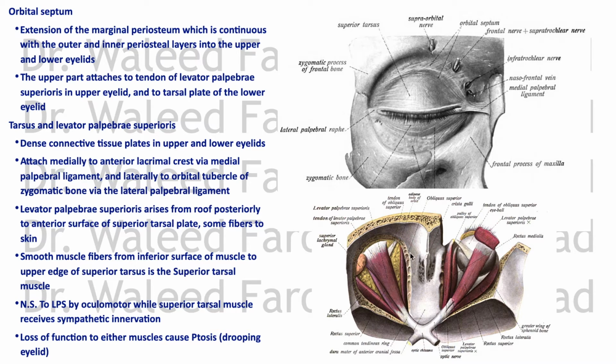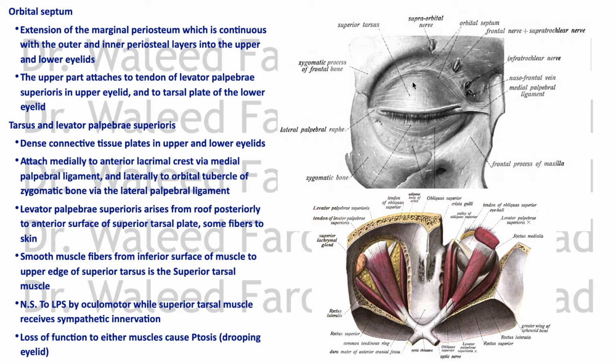See, when we made a hole in the roof of the orbit, the first muscle to appear is the levator palpebrae superioris. It takes origin from the back of the roof of the orbit and fans anteriorly, as you can see here, and then ends by forming an aponeurosis that is to be attached to the anterior surface of the superior tarsus.